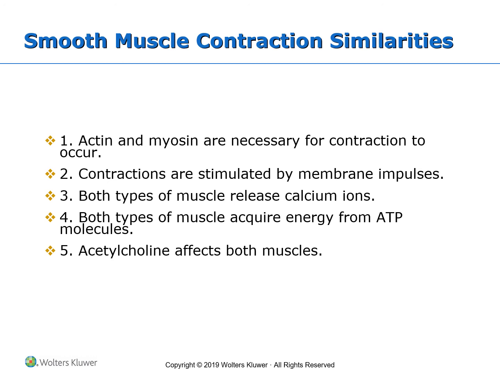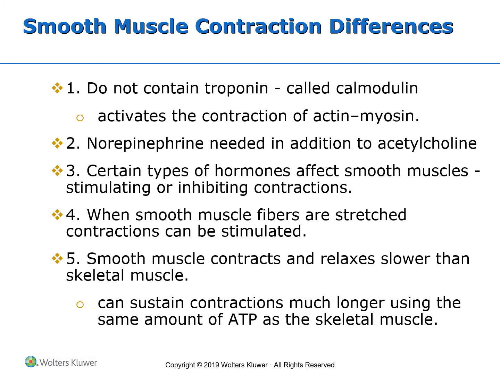The contractions will be stimulated by a membrane impulse, just like in the striated muscle. In both smooth and striated muscle, calcium ions will be released, and they play a key role. Both types of muscles will require energy from ATP to create the contraction, and acetylcholine will be involved in both types of muscle.